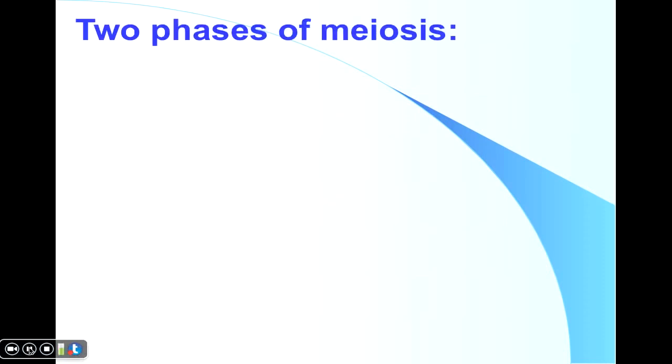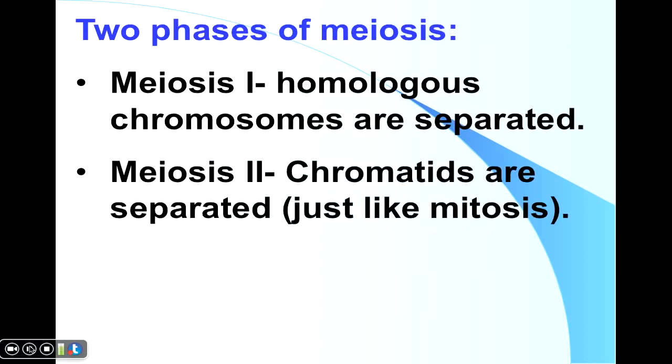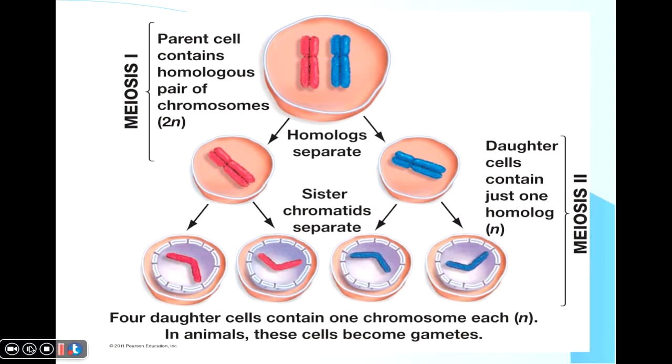The stages of meiosis are somewhat similar to mitosis, but there are some key differences. So, for example, if we look at meiosis, it occurs in two distinct phases. During meiosis I, what we'll see is that homologous chromosomes are separated. It's not until meiosis II that chromatids are pulled apart and separated, essentially just like what takes place during mitosis.